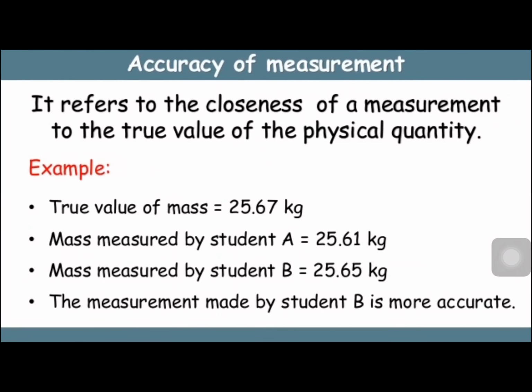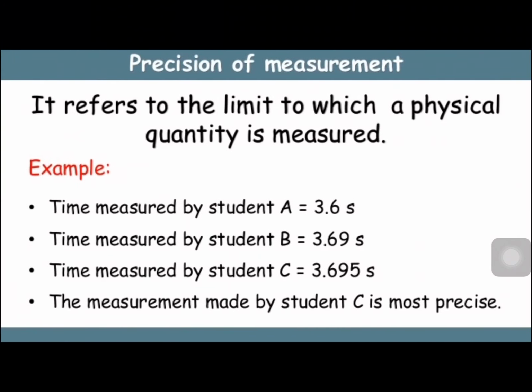Next one, accuracy of measurement. Accuracy is the closeness of a measurement to the true value of the physical quantity. For example, the true value of mass is 25.67 kg. The mass measured by student A is 25.61 kg, but student B measured 25.65 kg. So which one is closer? B. So B is closer to the true value, or more accurate. So this is accuracy.